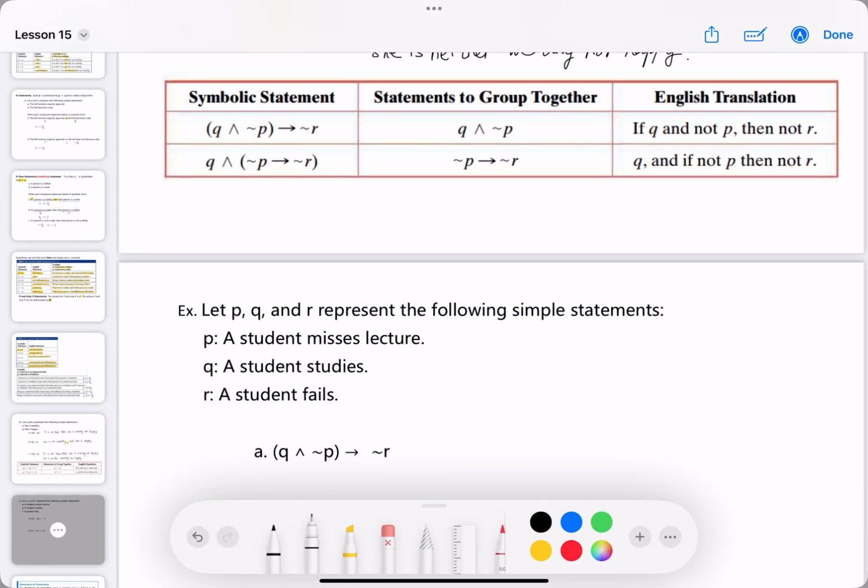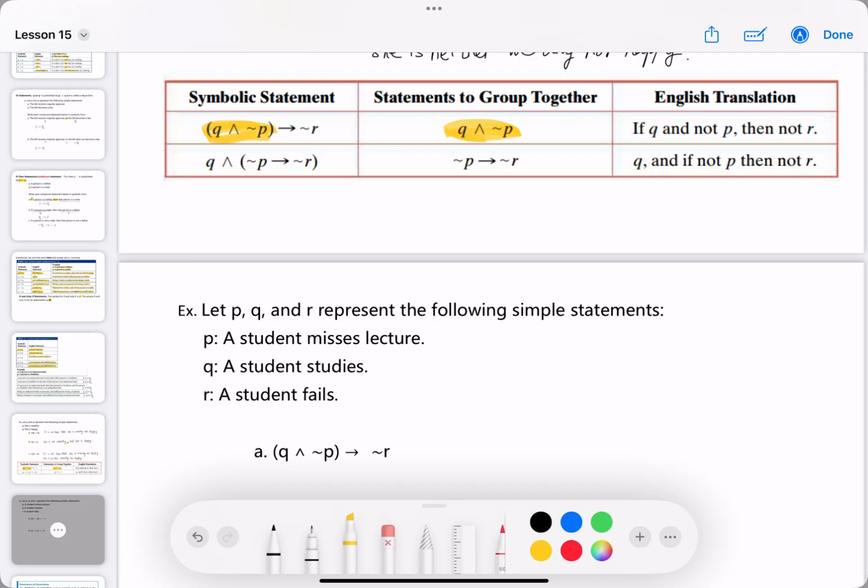Symbolic statement, statements to group together. Okay, if in the symbolic statement you see there is a parenthesis, and the statement Q and not P, they are grouped because they are in the parentheses. Like operations, we say parentheses go first. We group the statement inside of the parentheses. Inside the parentheses, what do we have? We have Q and not P.